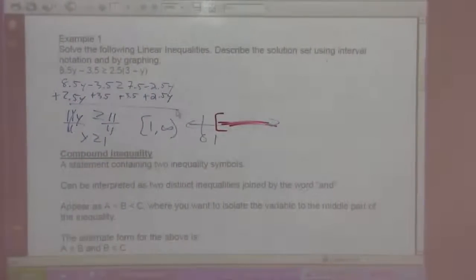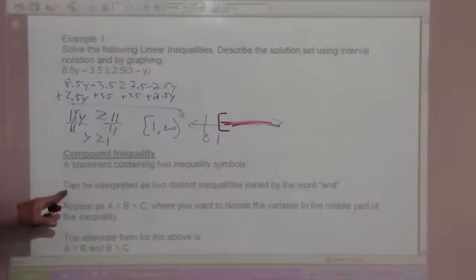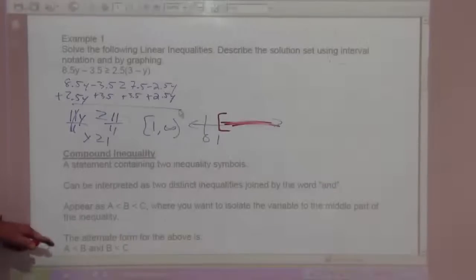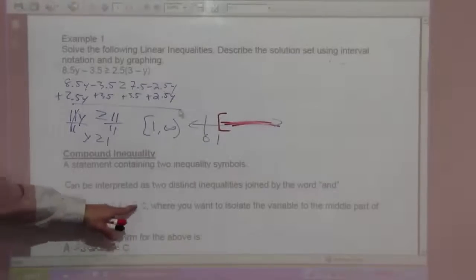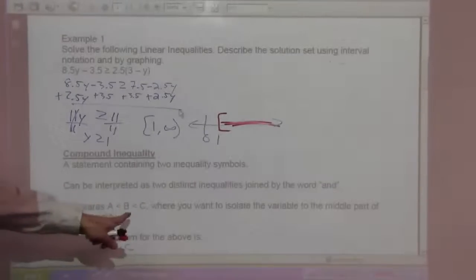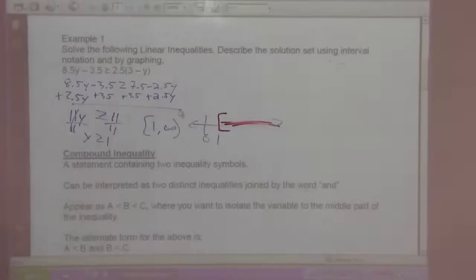Now, a compound inequality is a statement containing two inequality symbols that can be interpreted as two distinct inequalities joined by the word and. It appears as a less than b less than c, where you want to isolate the variable in the middle part of the inequality. The alternate form of the above is a is less than b and b is less than c. So I'm going to go to the next page. Feel free to pause.